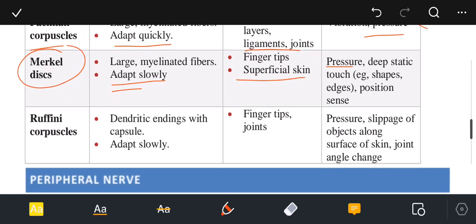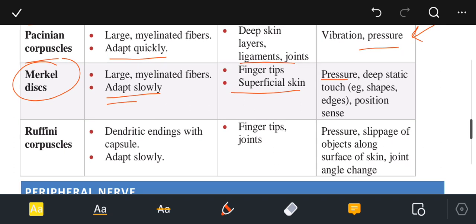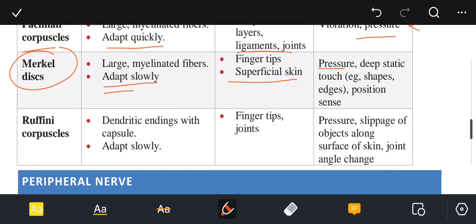The Ruffini corpuscles are dendritic endings with a capsule and they adapt slowly. They are present on the fingertips and joints and they are responsible for pressure sensation, slippage of objects along the surface of the skin, and joint angle change.